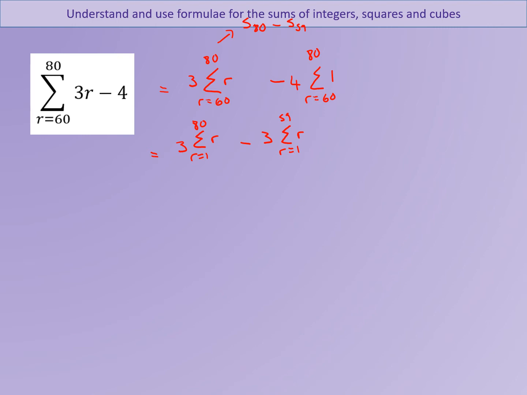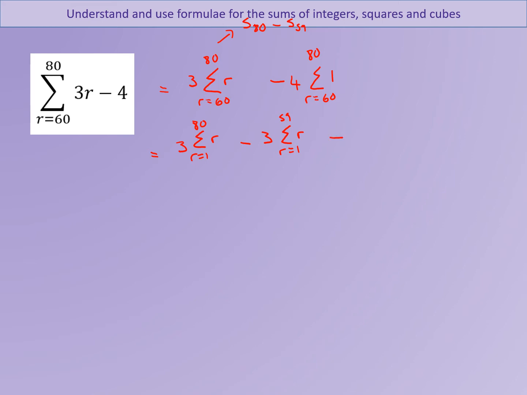So this is the first 80 terms. The first bit is the first 80 terms added up, but then we're taking away the first 59 terms, and that will leave us just with the terms starting at 60, ending at 80. Notice that 59 is one less than 60, so be careful with the number that you use for the second one there. Right, and then for the second part, we just need to be careful with this minus as well.